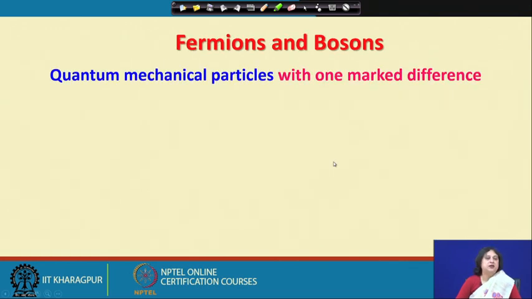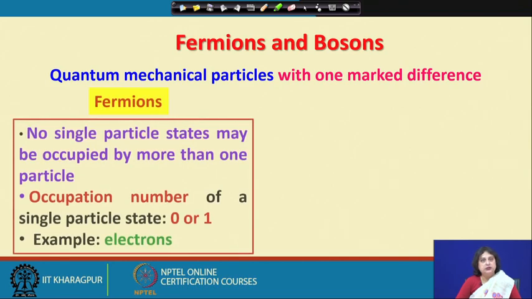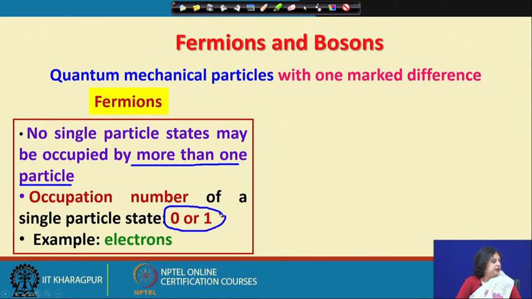And the question that we have been asking in the last class was that, is it possible to identify some of these quantum particles in terms of the fermions and bosons? So, what is the difference between the fermions and bosons? The fermions are the ones where no single particle state can be occupied by more than one particle, and this means that the occupation number of every single particle state can be either 0 or 1. And we have also demonstrated that electrons are the examples of such fermions.